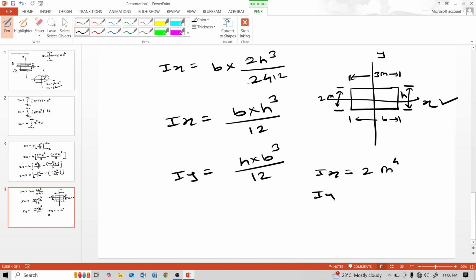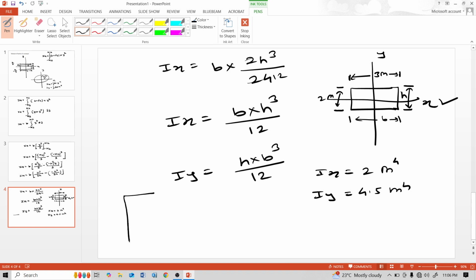And the moment of inertia about the y-axis is h into b cube by 12. h is 2 and b is 3 cube, by 12. That means 4.5 meter raised to 4. See, about the y-axis the moment of inertia is a big value, 4.5 meter raised to 4, and about the x-axis the moment of inertia is a small value. That's why in our beams we provide more depth.